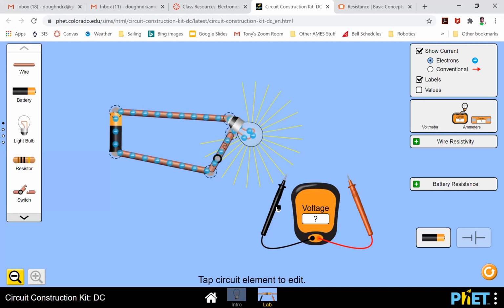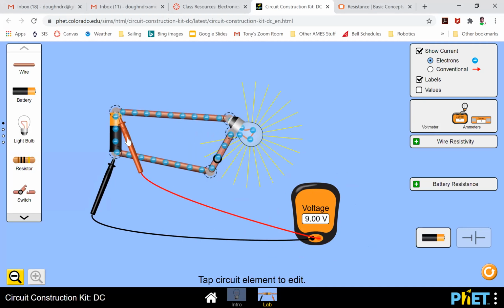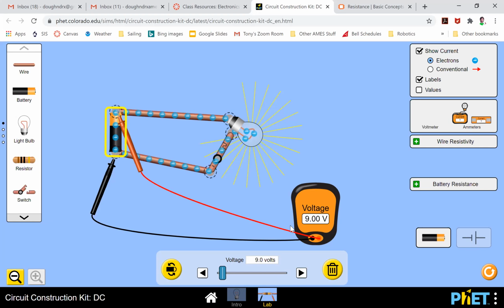All right, so if we want to know what the electrical pressure is, we can put one of these guys at one end of the battery, put the other guy over here at the other end of the battery, and you see it's now telling us what the voltage is. And if we click on the battery, it better agree. If the number on the voltage meter doesn't agree with the number on the battery, something's seriously wrong.